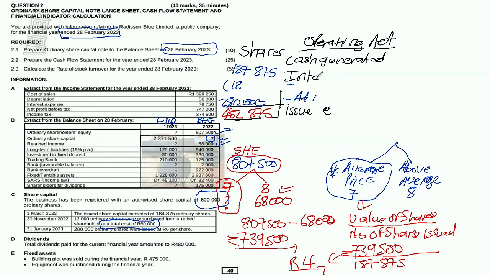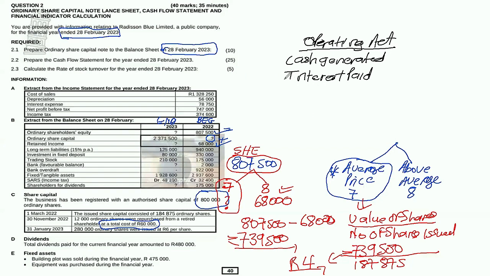Interest. So it's interest paid. Then we have our dividends paid. And then we have our what? Taxation paid.